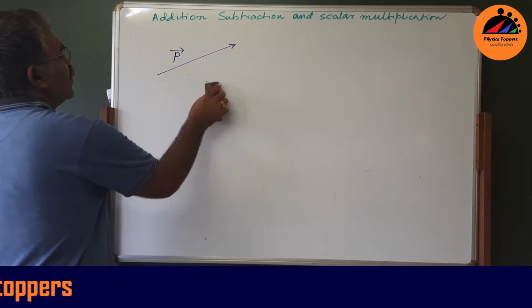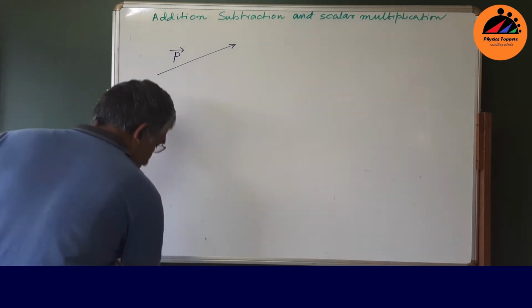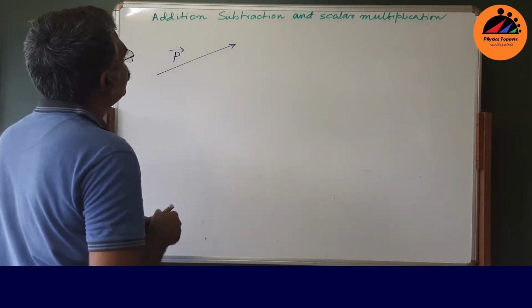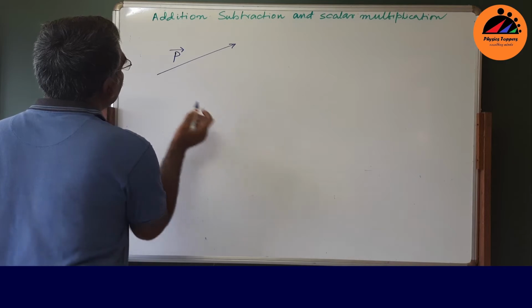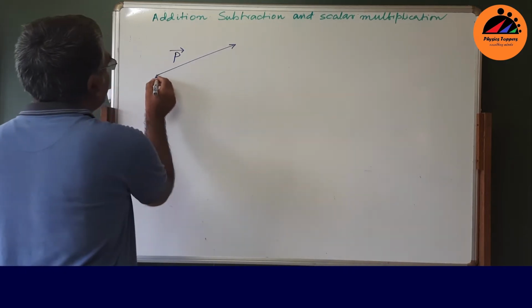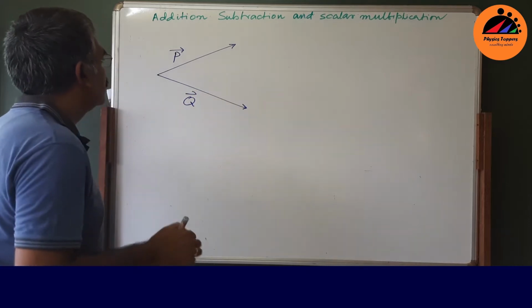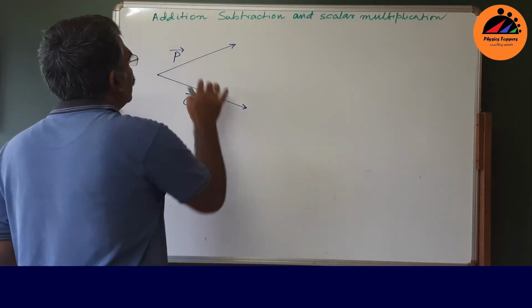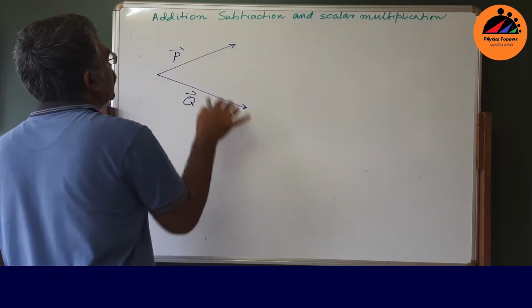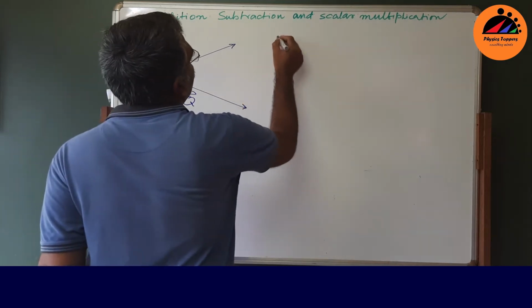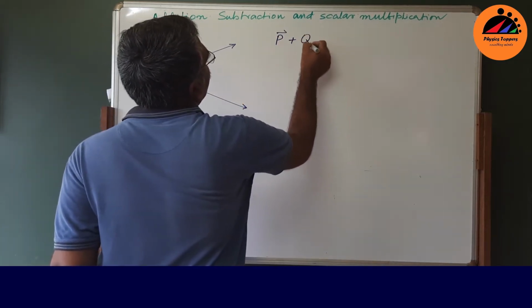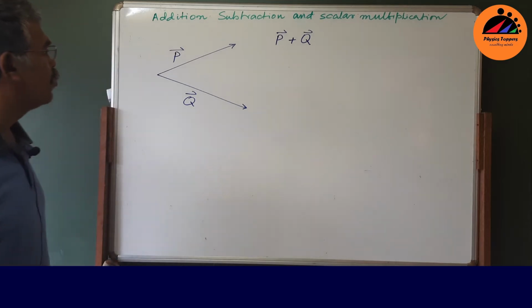So this is p vector, right? And suppose there is another vector. So this is q, right? So this is p, this is q. Okay, I keep it like this. And suppose I want p plus q. So what shall I get?